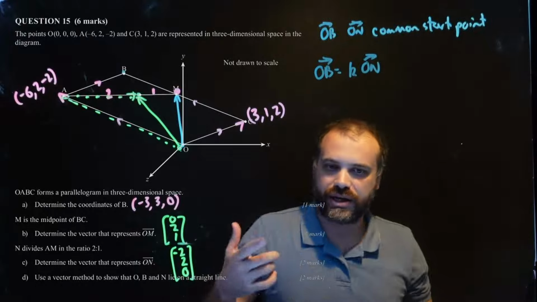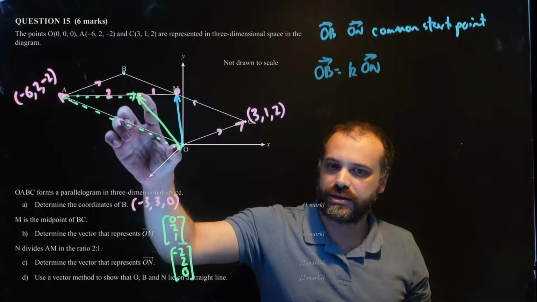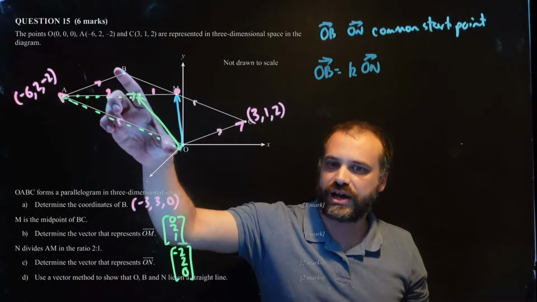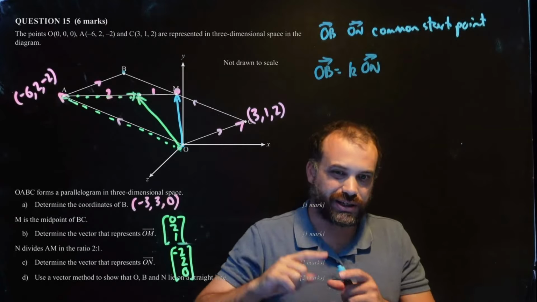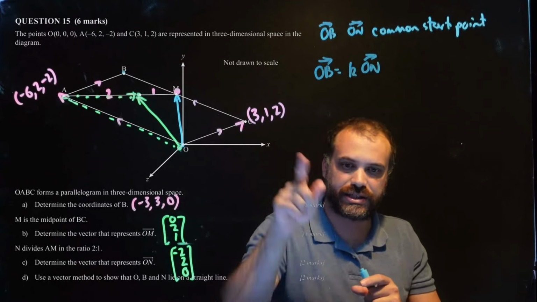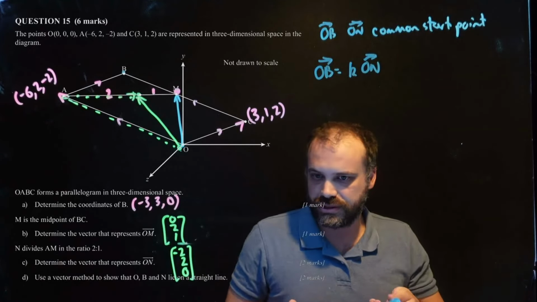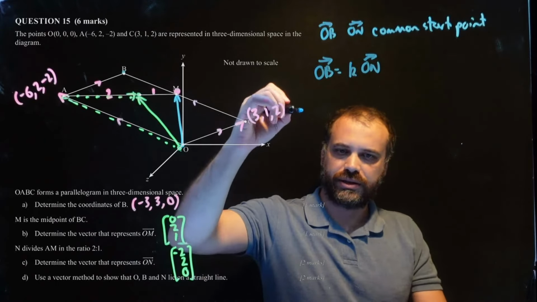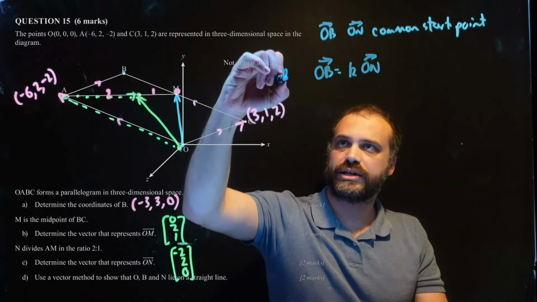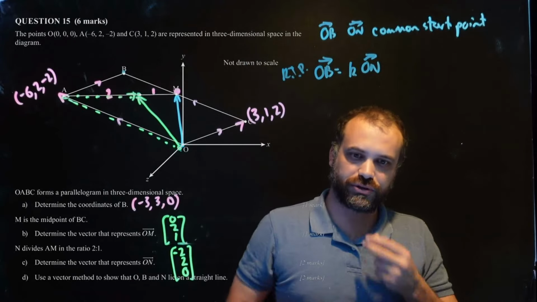All right, so what are we saying? We're saying that if we take ON and multiply it by some factor, we'll have scaled it up to vector OB. And if we can show that these things are true, we're in business. Okay, so we know what vector OB is. I guess we're required to prove that this is true, right?